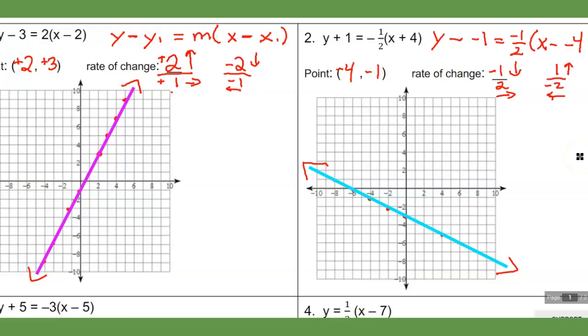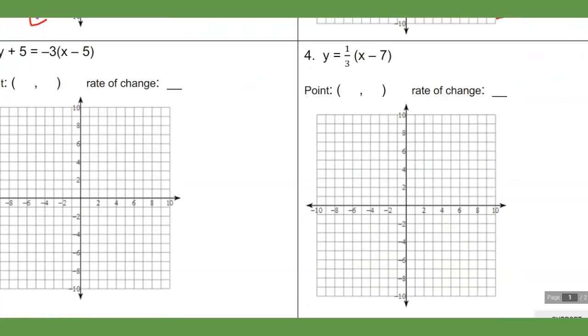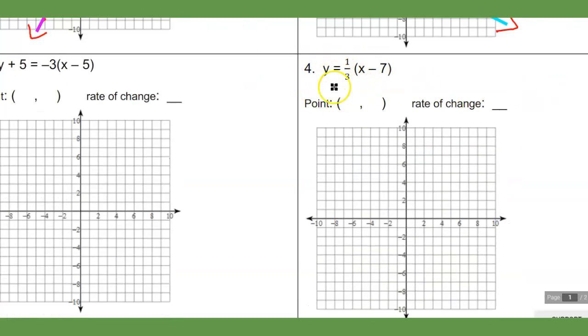All right, so not too bad. But what happens when we start missing numbers? If you look real fast at number 4, you can see that we're missing a number, right? We know that this is going to be positive 7, but what about the y if it's not written there?